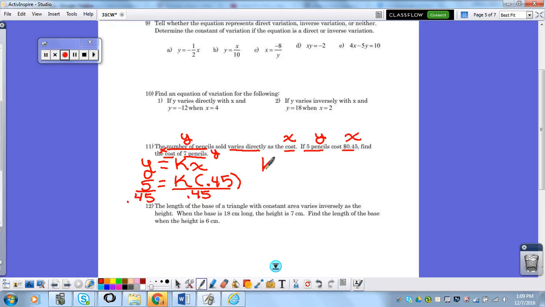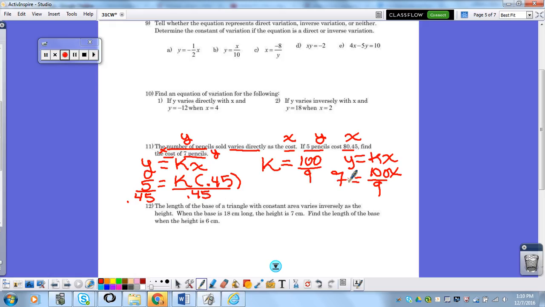And k, you're going to get a fraction, or you can use a decimal. I got 100 over 9. So we find k. Now you use k. So y equals kx, so we're going to use that equation again. So I'm going to substitute in what I have. I want to find the cost, and cost is x, so it stays x. I'm going to use the k that I found with my first set of information, and my y is 7.